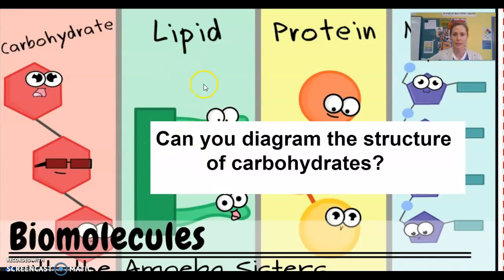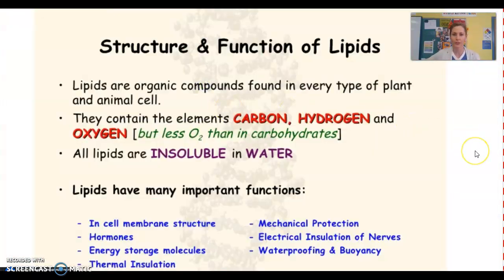Let's move on to lipids, our second macromolecule we're going to talk about today. Structure and function. Lipids are found in every type of plant and animal because they make up the cell membrane. You've probably talked about that before. They contain, again, carbon, hydrogen, and oxygen, but they have much less oxygen than carbohydrates, which actually leads to them being insoluble in water. They often don't mix. It's kind of like the oil and water example here.